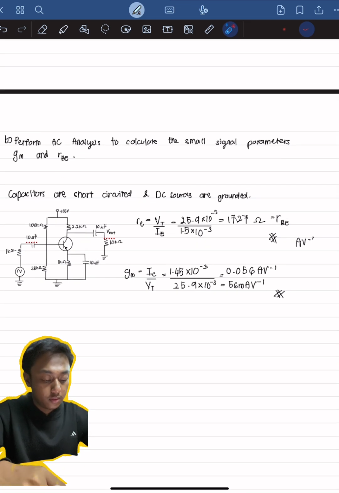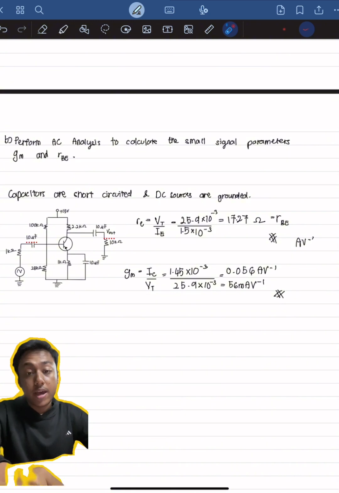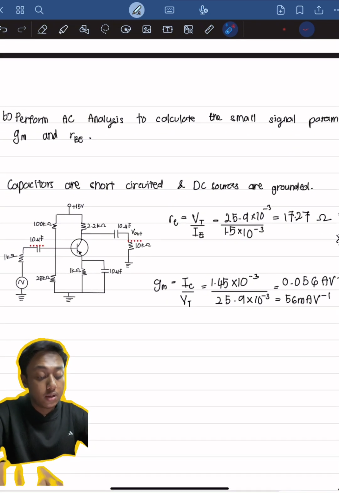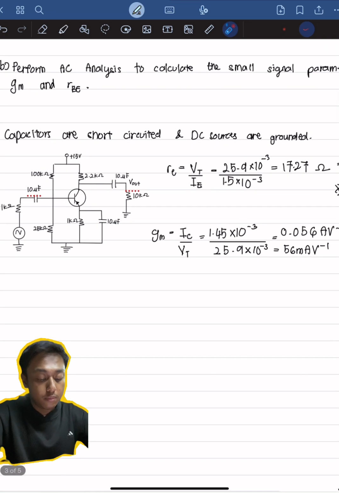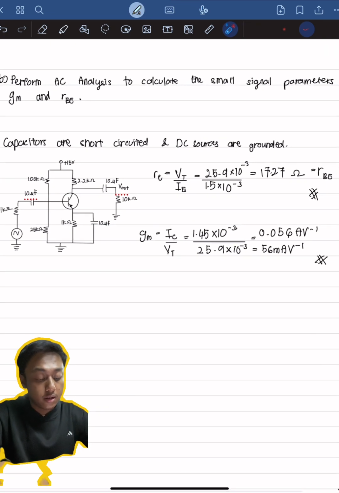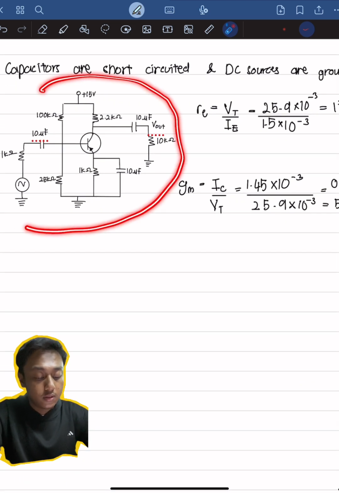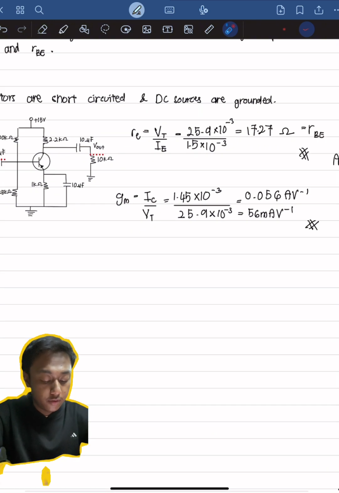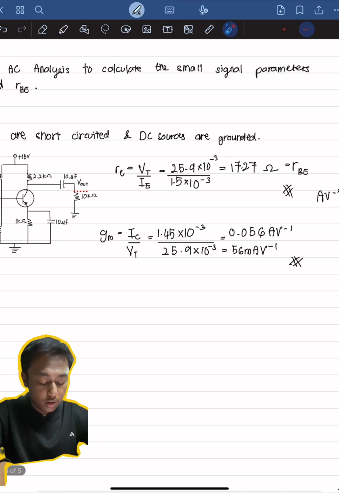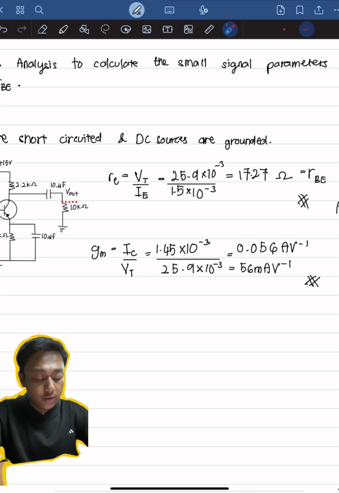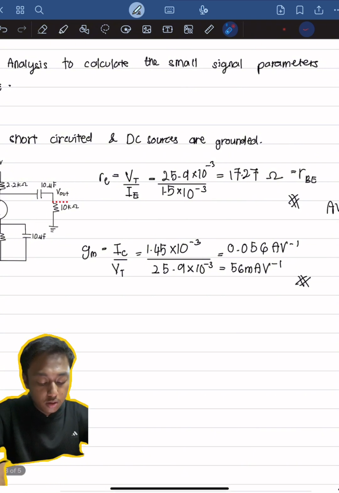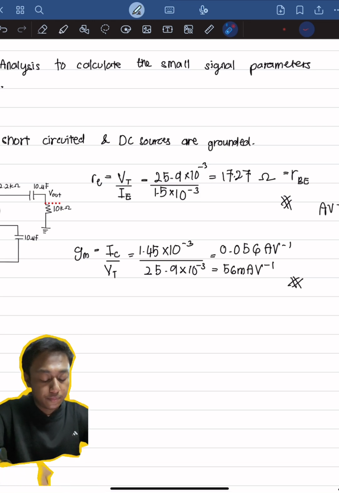Moving on to the second question, which is perform AC analysis to calculate the small signal parameters GM and RPE. Since we have to undergo AC analysis, we have to consider another rule, which is capacitors are being short-circuited and the DC sources are then grounded. So I will redraw the circuit. Here is the original circuit. So we have first to find the RE, which is equivalent to RPE. RE is VT over IE. Since VT is constant, which is 25.9 times 10 to the power of negative 3, over 1.5 times 10 to the power of negative 3, we got 17.27 ohms.